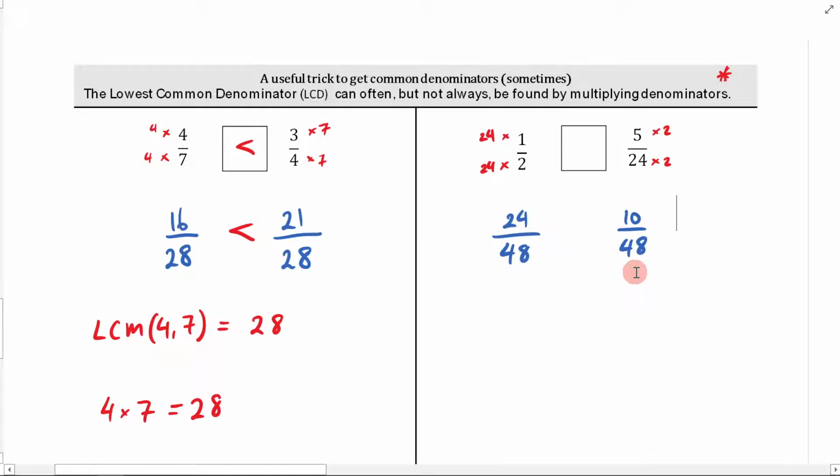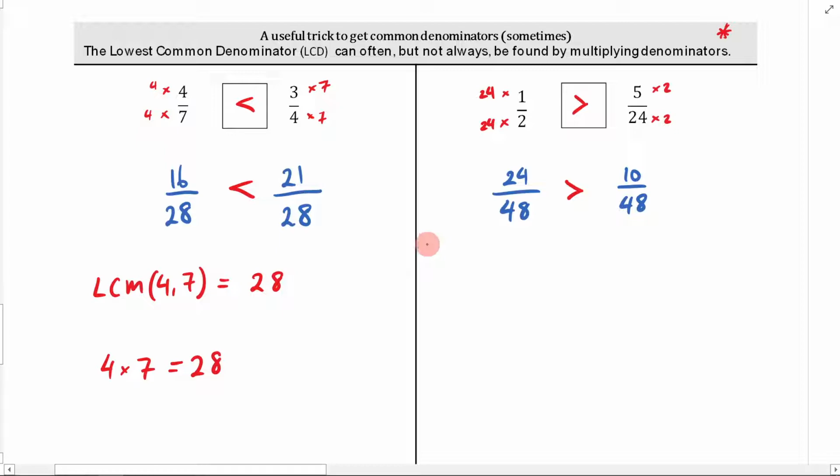Now, 48 is not the lowest common denominator of 2 and 24, but it really doesn't matter, because they're both the same, I can still compare. It's quite clear that 24 on 48 is bigger than 10 on 48 because the numerator over here is bigger. So just like that, we can say 1/2 is bigger than 5 on 24. They don't have to be the same. It doesn't have to be the lowest common denominator in order to compare. As long as the denominators are the same, you're fine.